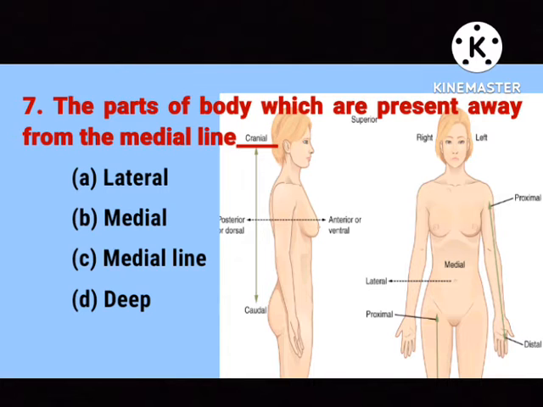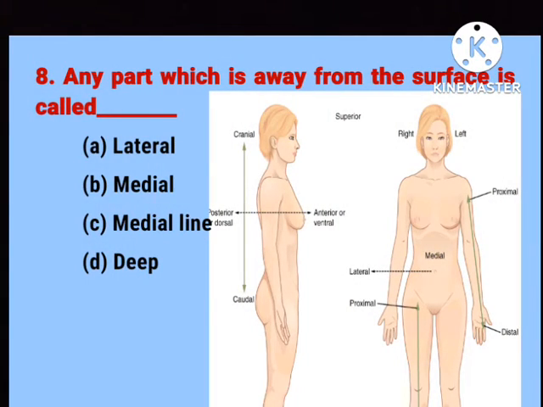The part of the body which is present away from the midline is referred to as: A. Lateral, B. Medial, C. Medial line, D. Deep. Any part which is away from the surface is called: A. Lateral, B. Medial, C. Medial line, D. Deep.